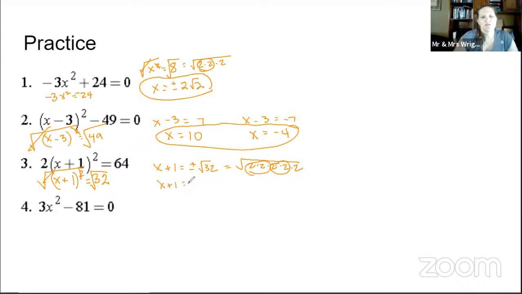So x plus 1 is plus or minus 4 square root of 2. This 2 came out of the house, became a single 2. This one came out as well, became a single 2. And then inside the house is still the 2.